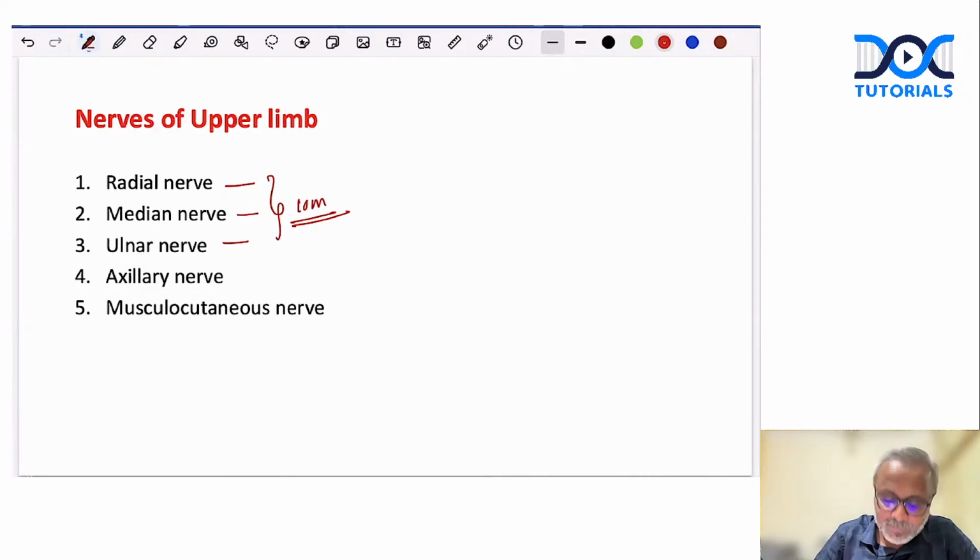Under 10 marks. Then the axillary nerve could be an important 5 marker. The musculocutaneous nerve could be an important 5 marker. In addition to this, as we have learned, the median nerve and the ulnar nerve in the hand, these also could be important 10 marker questions, right?